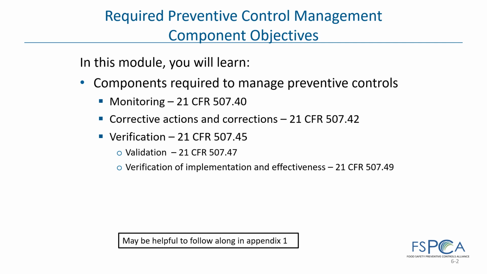We're going to be revisiting all three of these throughout this chapter and throughout chapters 7, 8, and 9. Now at this point, I just want to remind you that you do have the entire rule written out in your Appendix 1. And in this chapter, we are going to be going over a lot of the regulatory text. So it may be helpful to follow along or flip back and forth between your slides in your manual and Appendix 1, the actual rule in the back of your book.